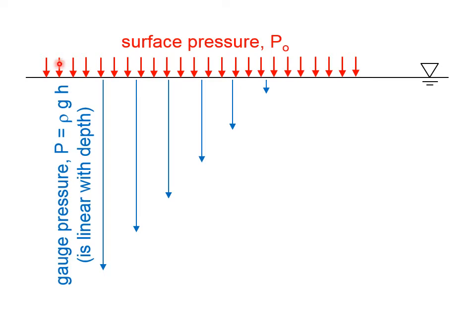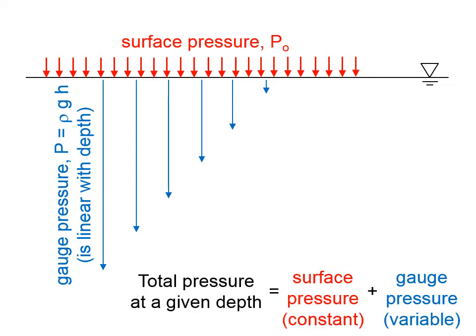So, the red arrows indicate the surface pressure. The gauge pressure is indicated by the blue arrows. The surface pressure is constant at that location, and the gauge pressure depends on the depth. So the total pressure at any particular point is due to the sum of the surface pressure, which is constant, and the gauge pressure, which depends on how deep you are.